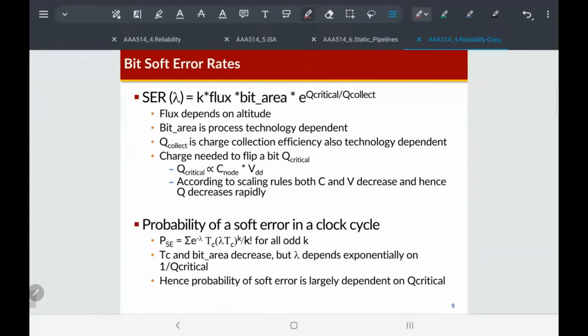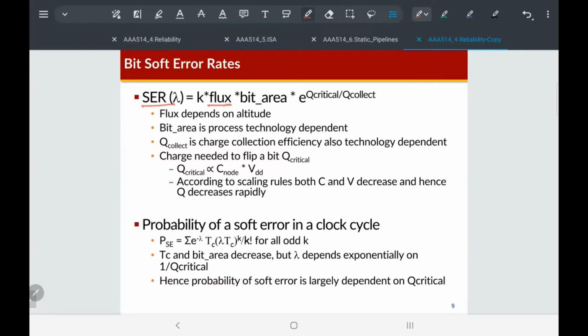As I said, I'm not an expert of this reliability research, but if we just see this equation, then we can say that the reliability is determined by these factors. As you can see, the soft error rate is proportional to the flux. And the interesting thing is that flux depends on altitude.